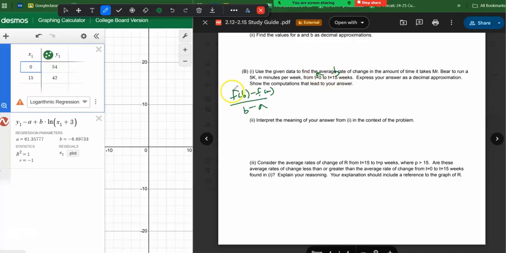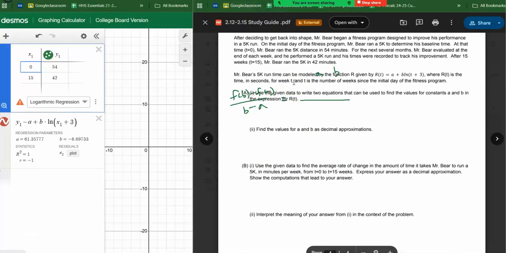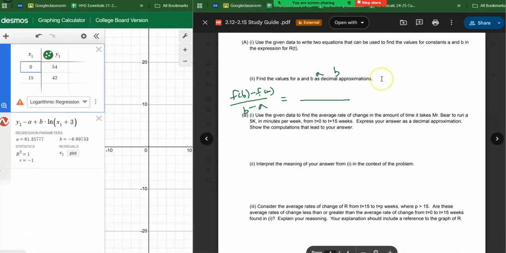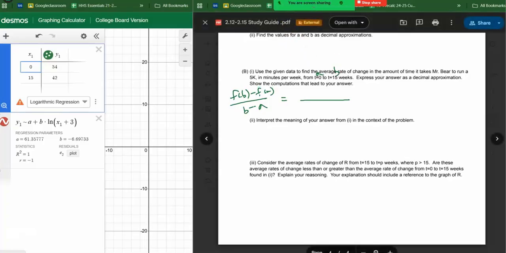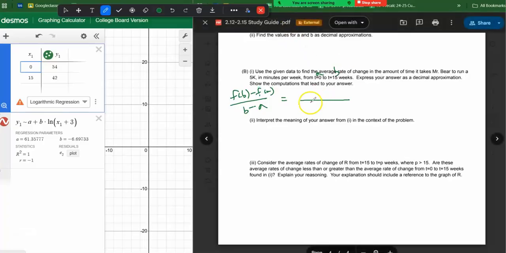Instead of function f, I'm just going to use function r. Is it r of t? Okay, r of t. I'll use r. So it's going to be r of b, 15, minus r of a, 0, over 15 minus 0.